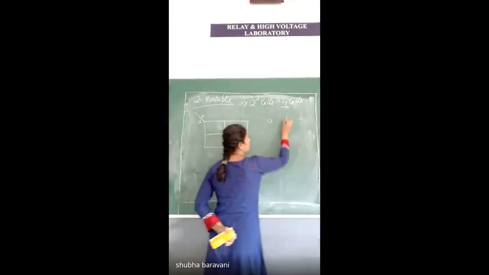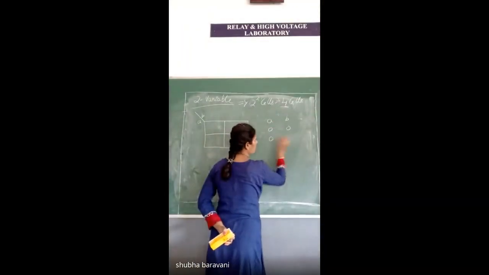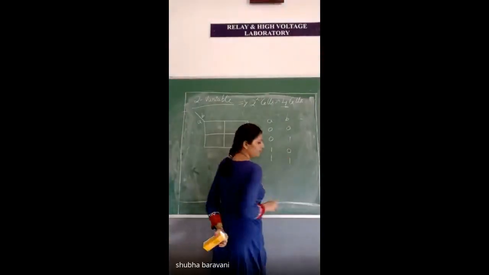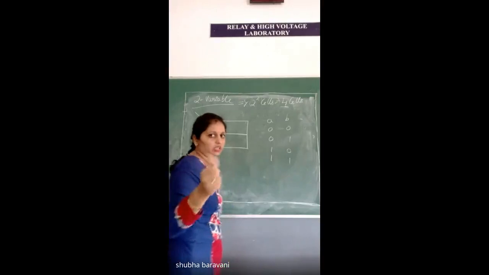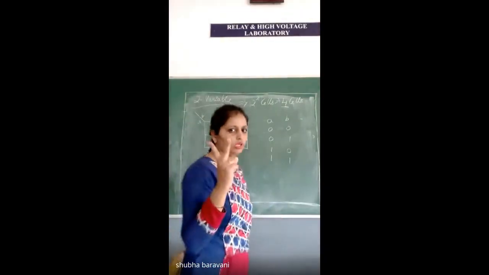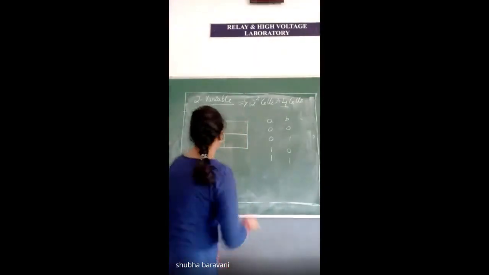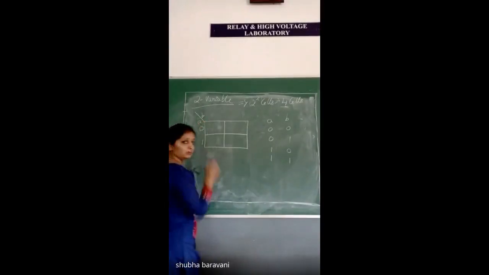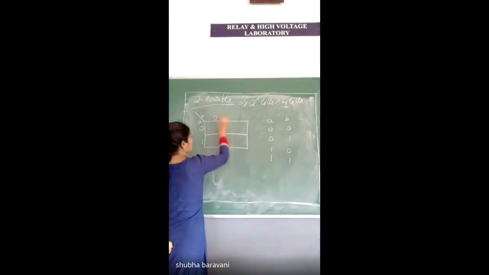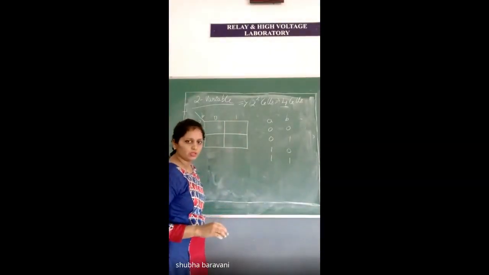Now see, we had drawn this: 0 0, 0 1, 1 0, 1 1. Right? Meaning A has 2 states, either 0 or 1. So for A you write here 0 and 1. And B also has 2 states, 0 and 1. Understood up till here?